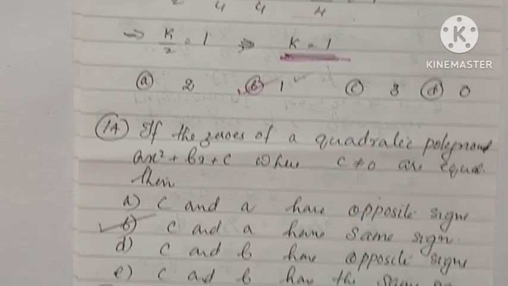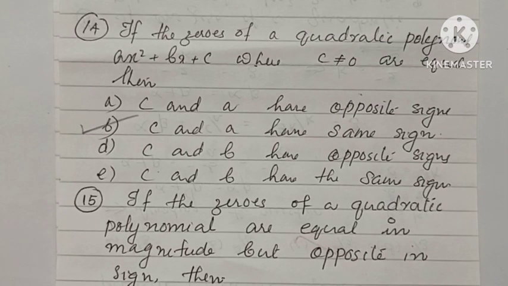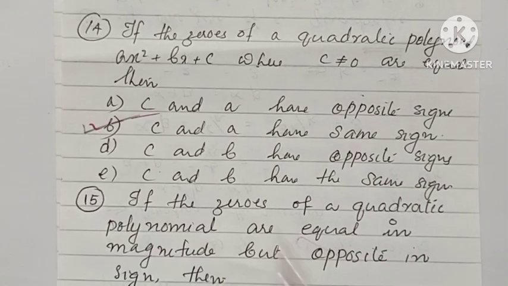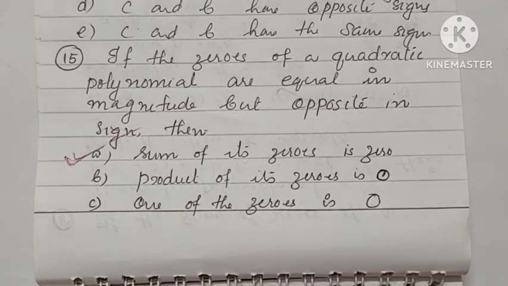Next one, question number 14. If the zeros of the quadratic polynomial ax squared plus bx plus c, where c is not equal to 0, are equal, when the options are given, the correct answer is c and a have the same sign. If the zeros of the quadratic polynomial are equal in magnitude but opposite in sign, as given in the question, then the sum of the zeros is 0.